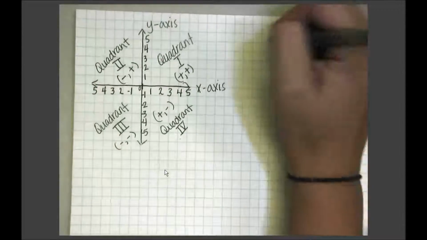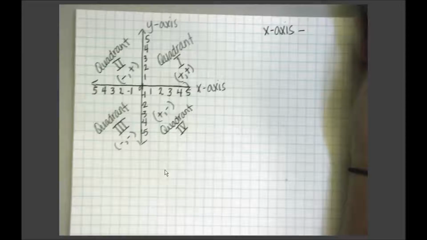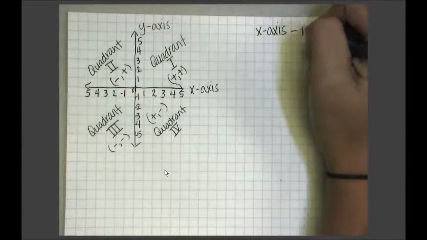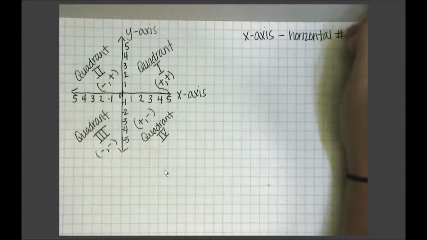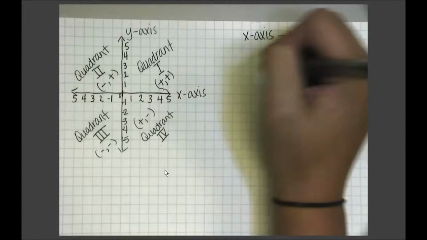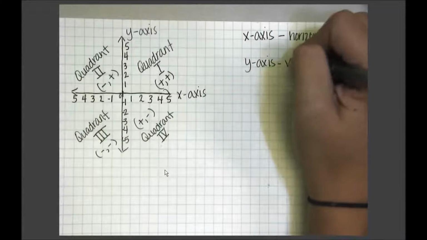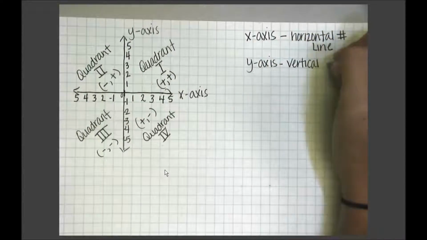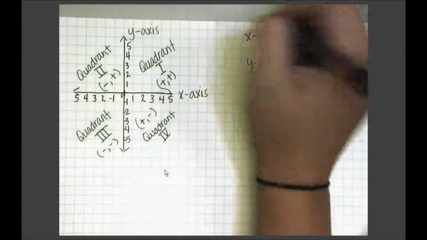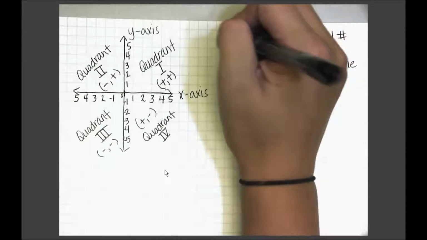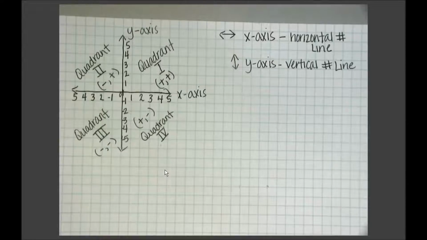Alright, so I'm just going to write this. This is my x-axis for you guys to remember while we're writing. X-axis is the horizontal number line. The y-axis is the vertical number line. Okay, and I'm going to draw some arrows. The horizontal goes side to side, vertical up and down. That might be able to help you a little bit.